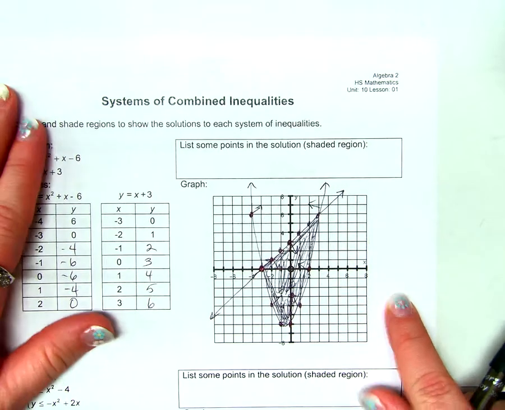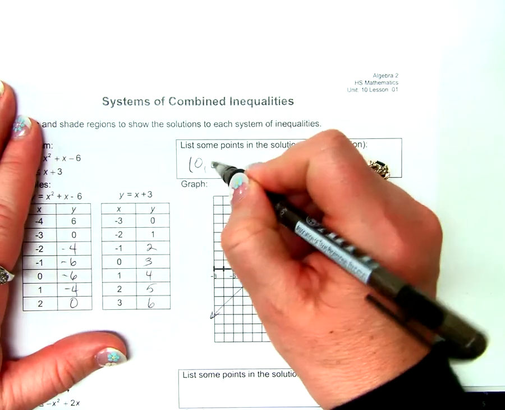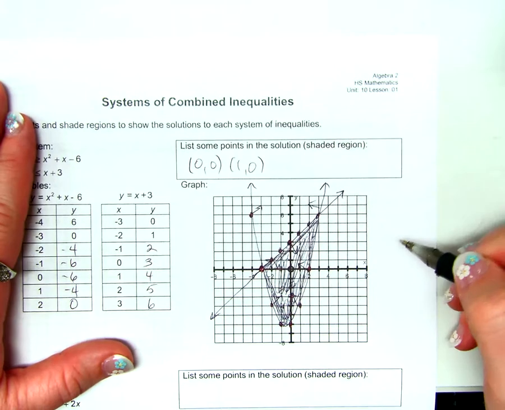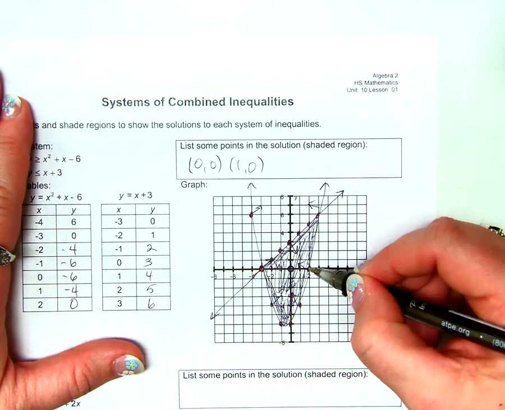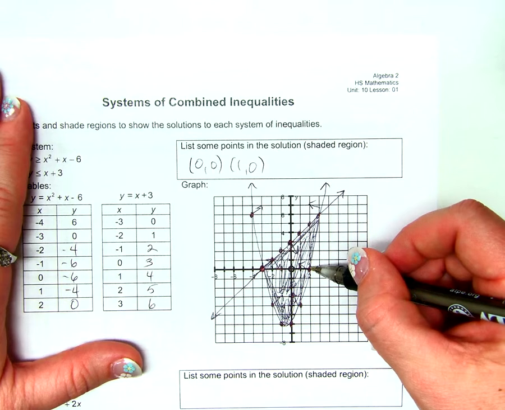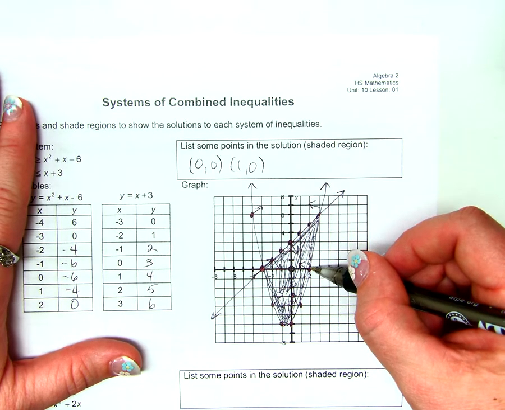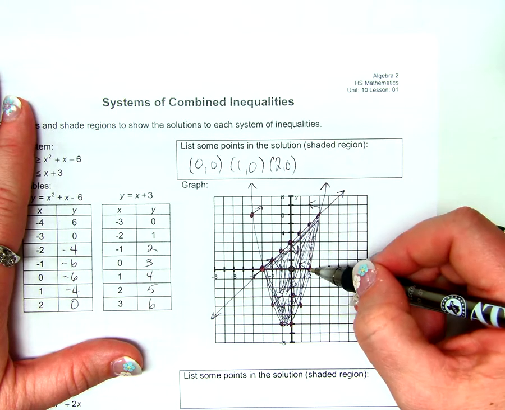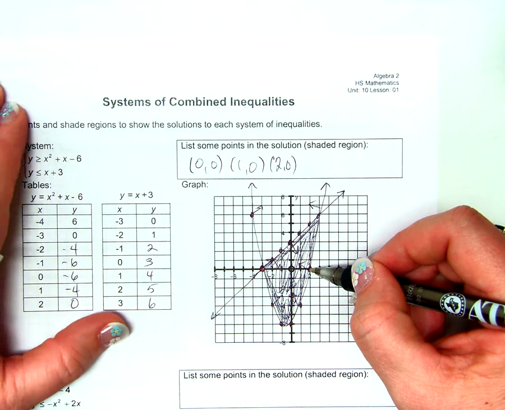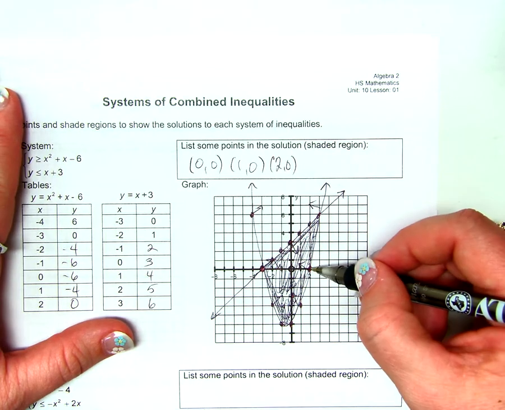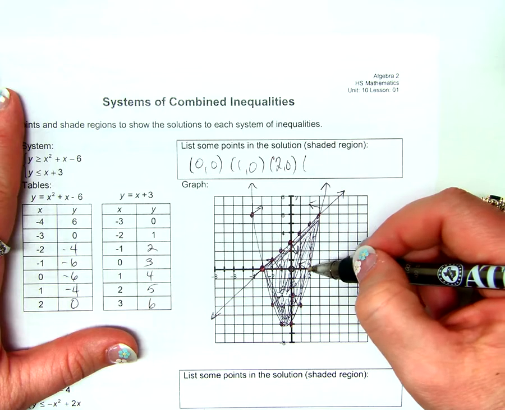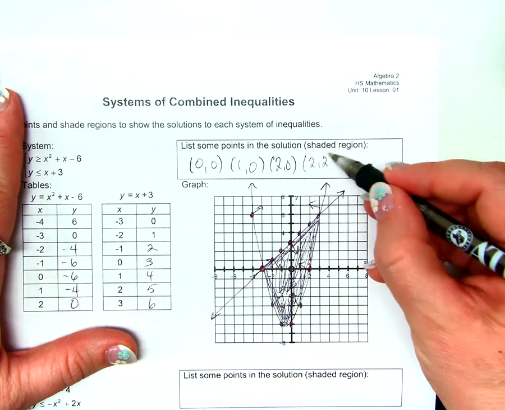Okay? So list some points that are in the solution or the shaded region. 0, 0. 1, 0. Okay, we got to talk about this. Is 2, 0 in the shaded region? Because it's less than or equal, 2, 0 does work. It is on the edge of the region, right? But because of the fact that these are less than or equal or greater than or equal, those count. Will they always count? No. Okay, one more. Give me one more. Jesse said 2, 2. Are we good?